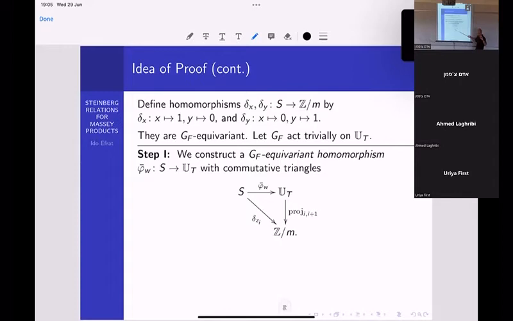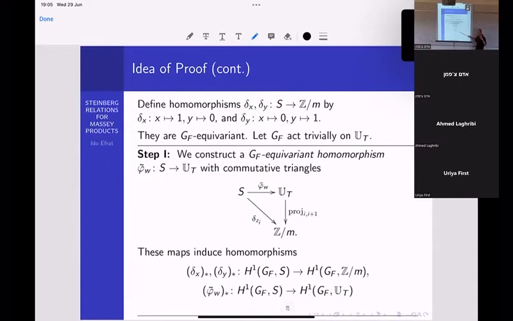Okay, suppose that we have it, and everything is compatible, which means that all these homomorphisms induce homomorphisms on cohomology. So delta X lower star, delta Y lower star are from the cohomology of X to the cohomology of Z mod N. And it induces the homomorphism from cohomology of S to the cohomology of the same triangle, a commutative triangle.